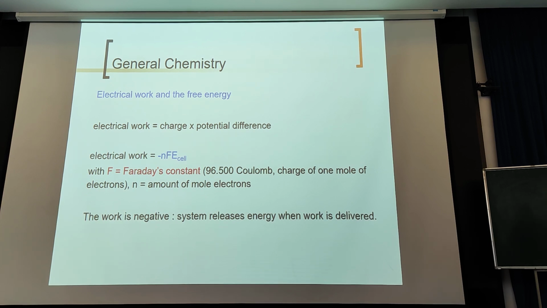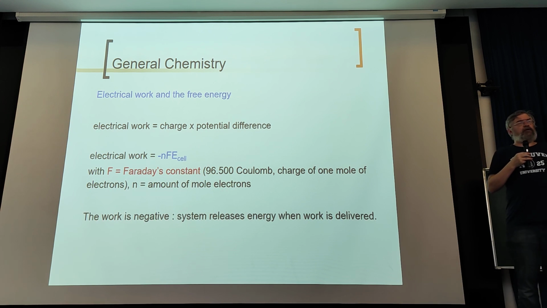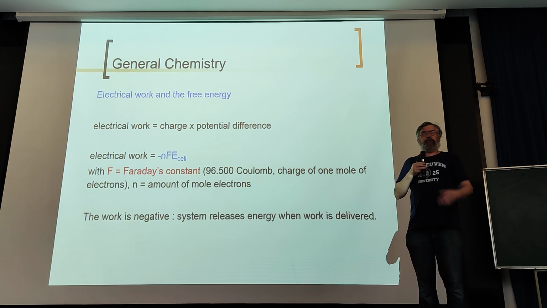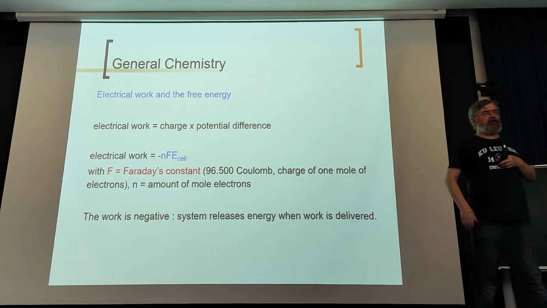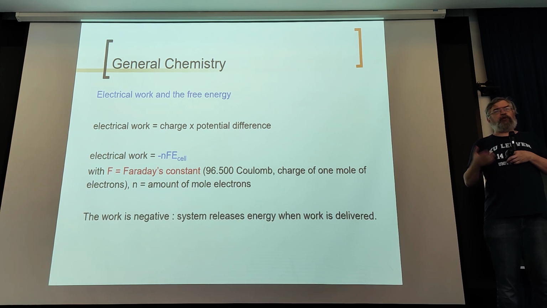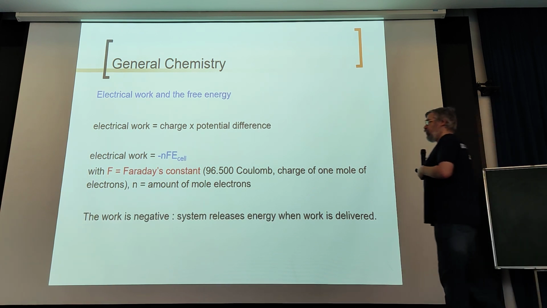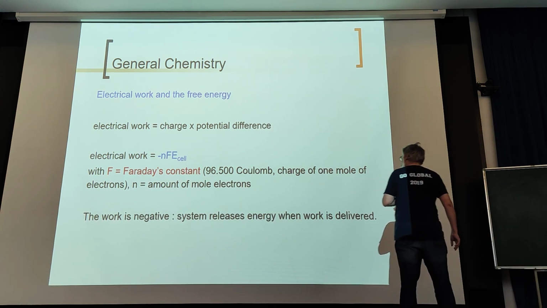That's 96,500 coulomb. That's how much 1 mole of electrons has as a charge. Now, often a certain oxidant or reductant has more than 1 mole of electrons. Suppose if you go from an oxidation state of 4 to 2, that means 2 electrons are involved, and N is 2. Also from zinc to zinc 2 plus, that's 2. In some cases, there's only one electron, then N is 1.